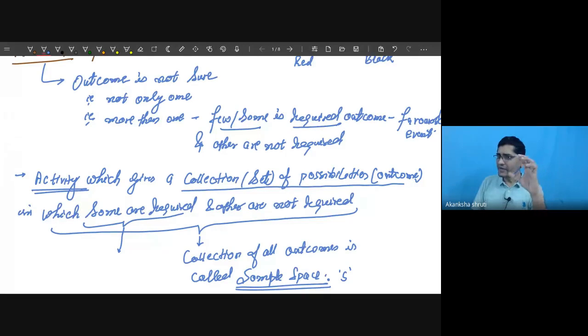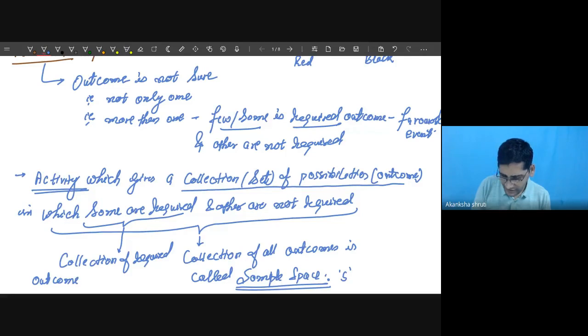Okay, and if we are interested in collecting that part of the outcomes in a separate set which is desirable for us, then that set, meaning the collection of required outcomes, is called an event. So an event is nothing but, as we can observe here, a part of the sample space. It's so simple.